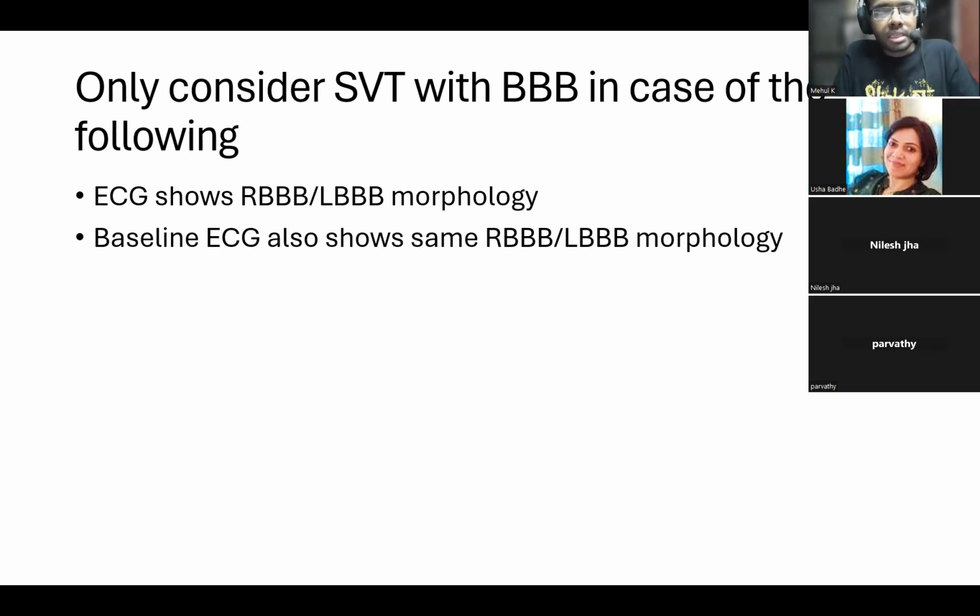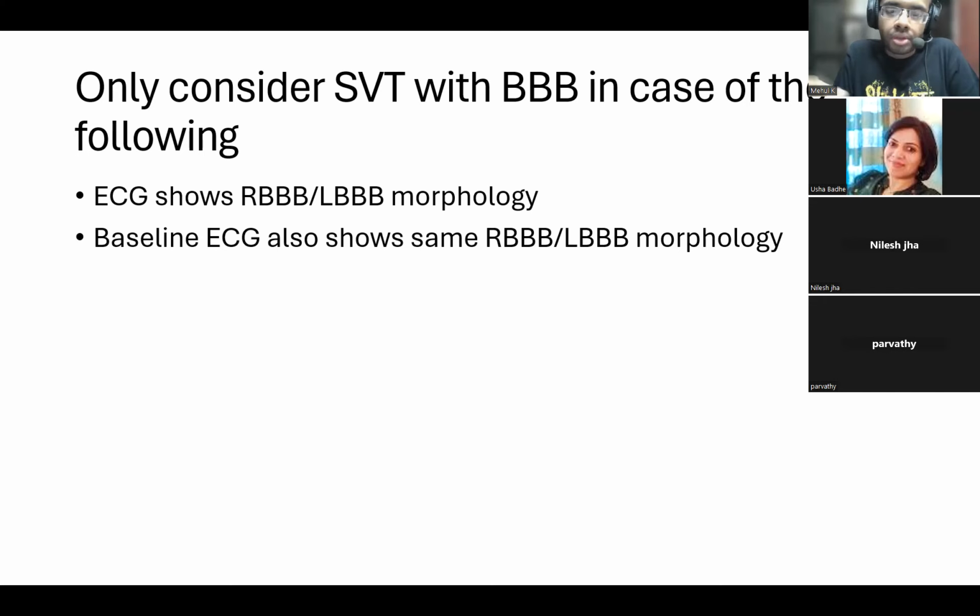But for simplicity's sake, the only way you are going to consider SVT is if the ECG is showing a perfect LBBB or RBBB morphology. What do you mean by perfect LBBB, RBBB morphology? You look at three leads, as I always say: lead 1, V1, V6. In V1, in RBBB, you get an RSR' pattern. In lead 1 and V6, you get a slurred S wave pattern. So if you get that pattern, it's an RBBB morphology.